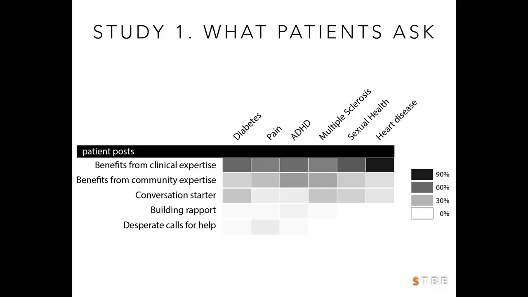So, results. I'm not going to get into too much detail here regarding time, but what did I find about patients' information needs? What do patients ask? There were several popular themes there. The darkness refers to how prevalent those questions were, and it varied a bit by community, but in general, patients asked a lot of questions that can really benefit from clinical expertise and also community expertise.